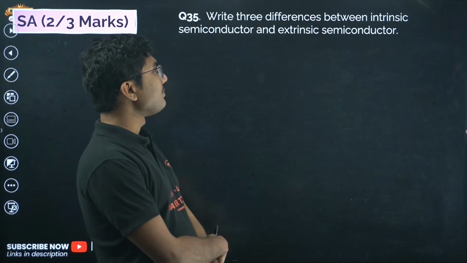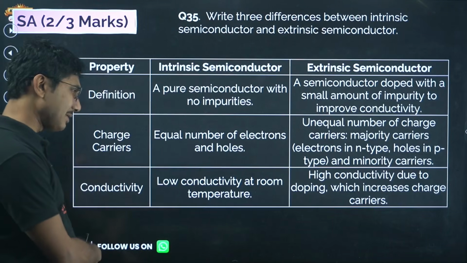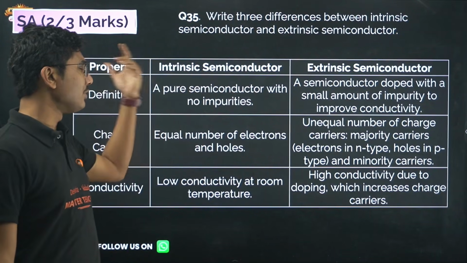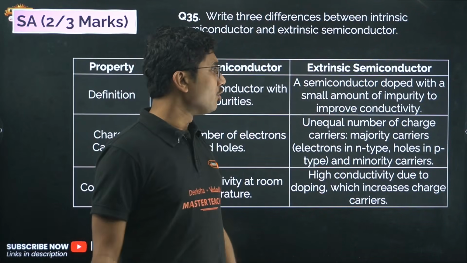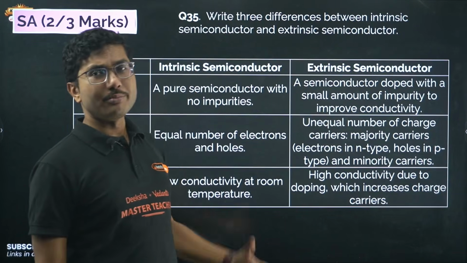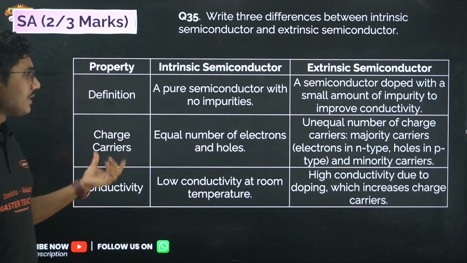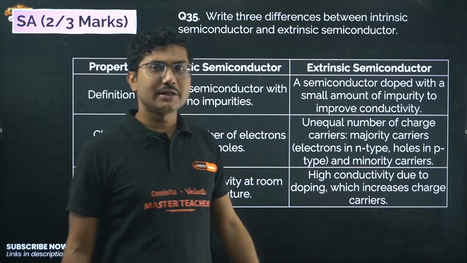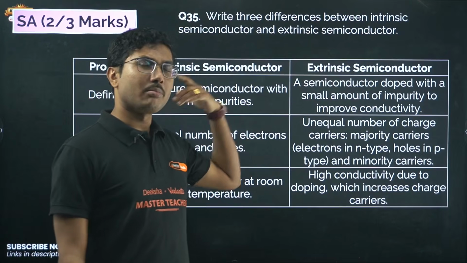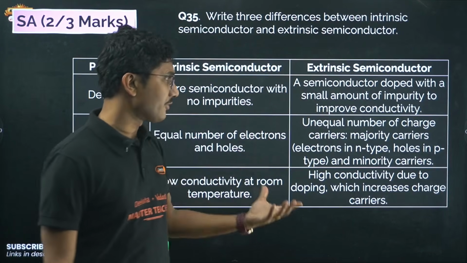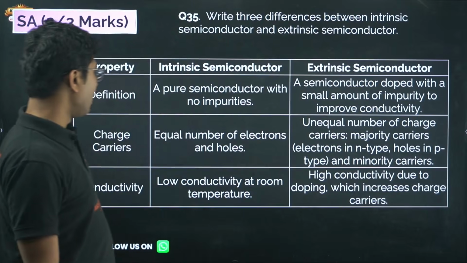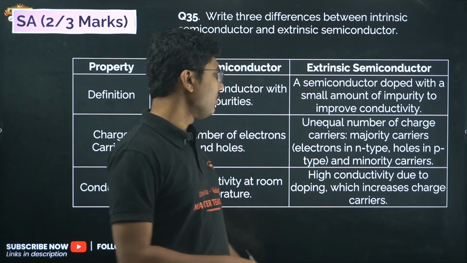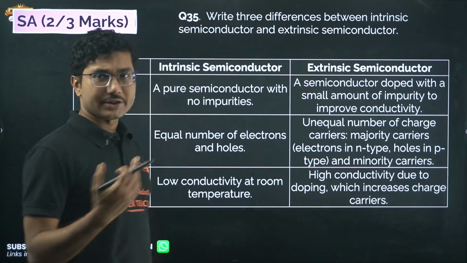write 3 differences between intrinsic semiconductor and extrinsic semiconductor. Definition: pure elemental semiconductor with no impurities, versus semiconductor doped with a small amount of impurity to improve its conductivity. Charge carriers: equal number of electrons and holes, versus unequal number of charge carriers. Based on whether it's a p type, more number of holes, or n type, more number of electrons is possible. Conductivity: low conductivity at room temperature, versus high conductivity due to doping, which increases the charge carriers.